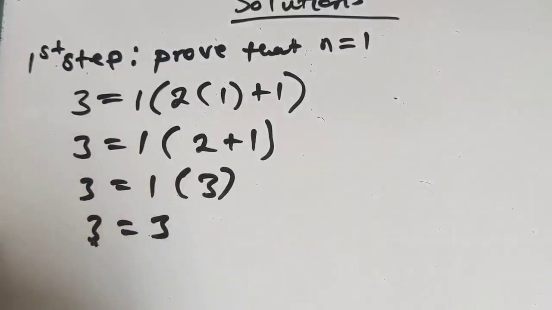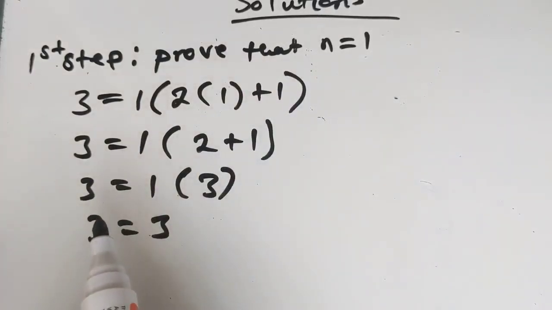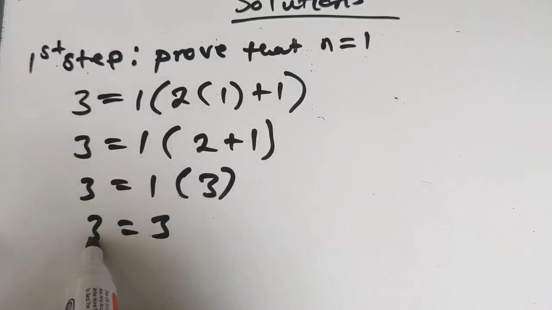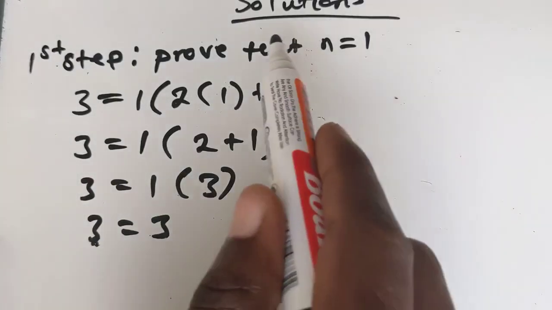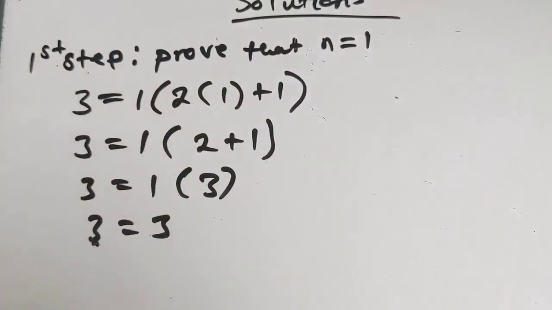Meaning that it is true that n is equal to 1. So you write and say that since the right hand side is equal to the left hand side, therefore the statement n is equal to 1 is correct.